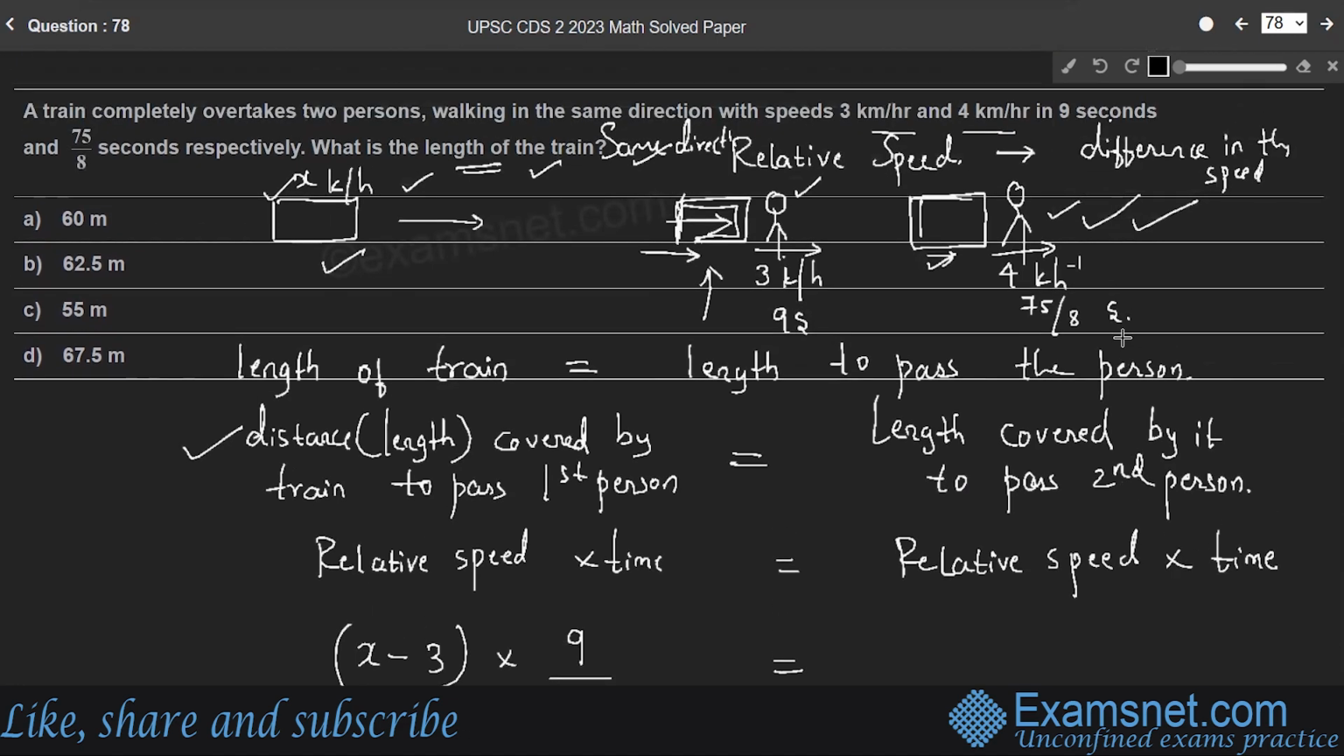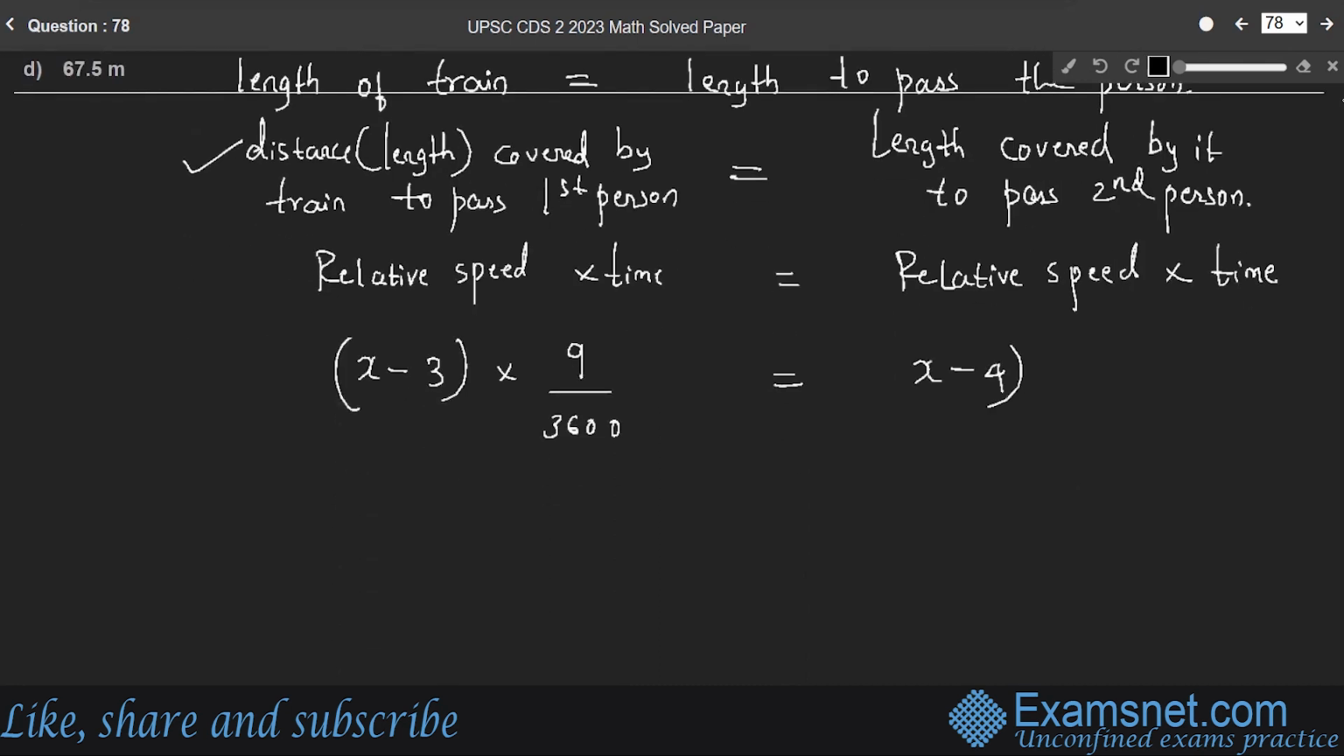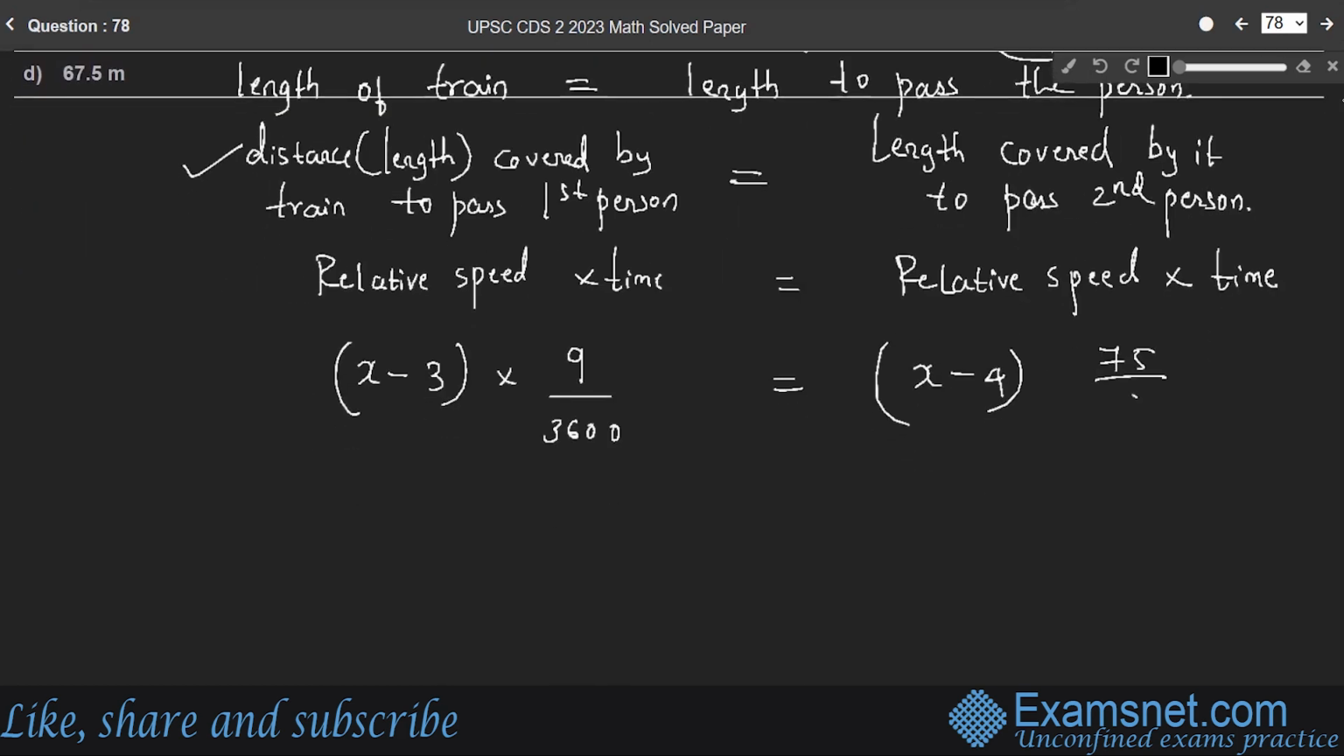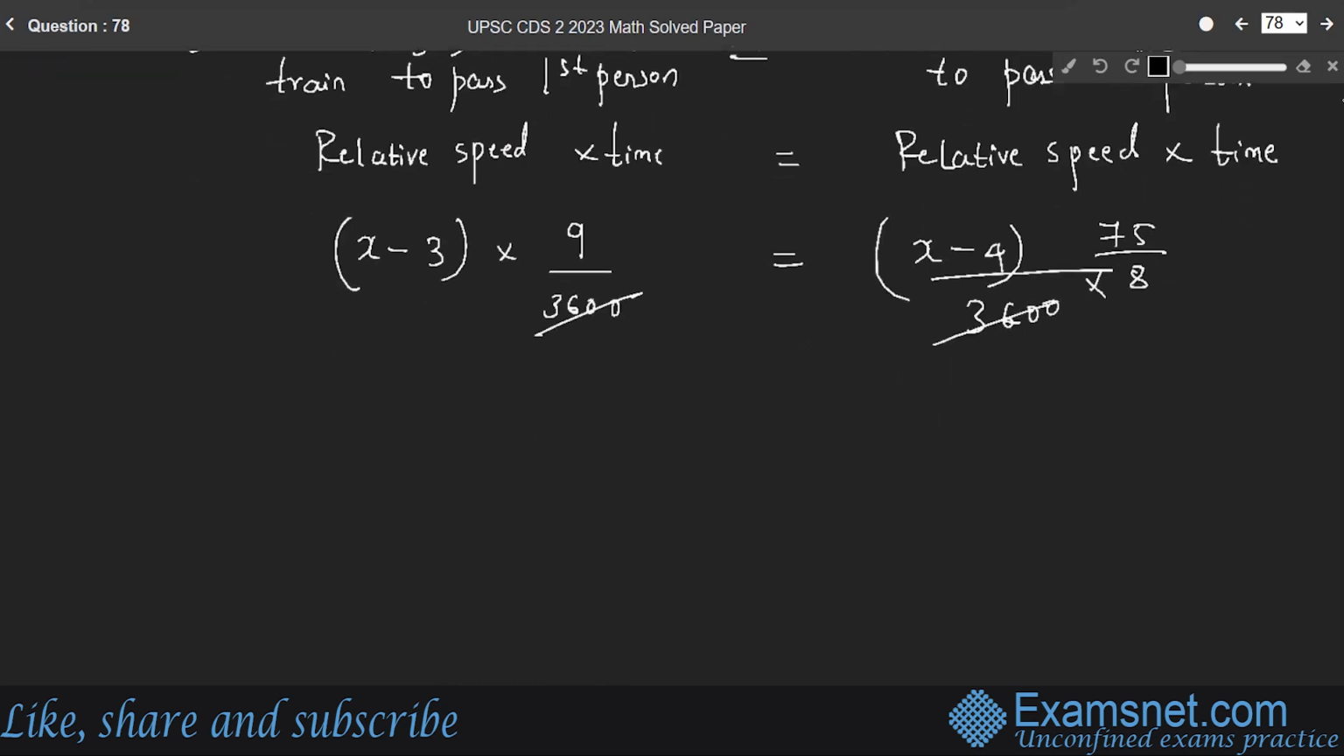The relative speed of the train with respect to the second person is the speed of the train minus the speed of the second person, x minus 4, into the time taken to pass the second person, which is 75 by 8 divided by 3600. Here the 3600 and 3600 cancel, since we are just converting units. Therefore, we have 9x minus 27 is equal to 75 by 8 into x minus 4, and 75 by 8 into 4 is 75 by 2.